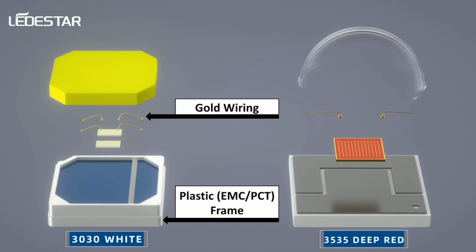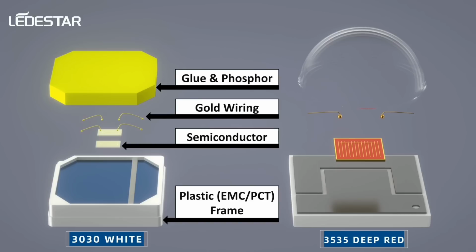The most important component in an LED is the semiconductor, or chip. Most diodes have one semiconductor. The Lettistar diode shown here has two. The semiconductors are mounted to the frame and covered in a glue. As I'll explain, white diodes have phosphor mixed in with the glue.